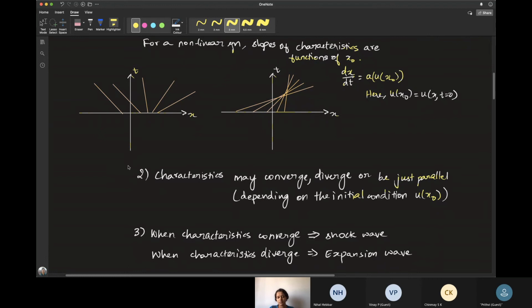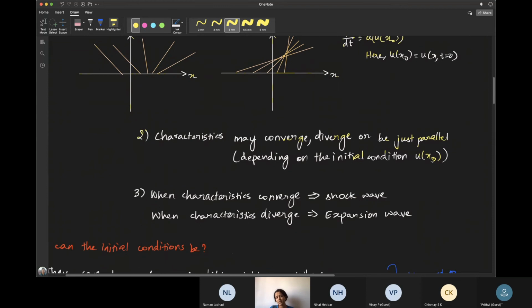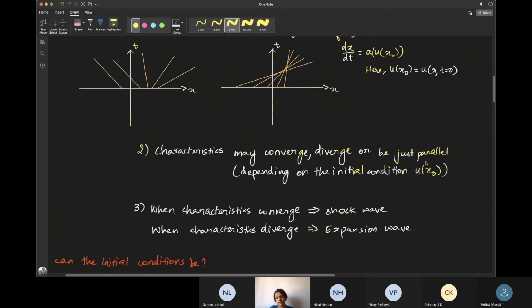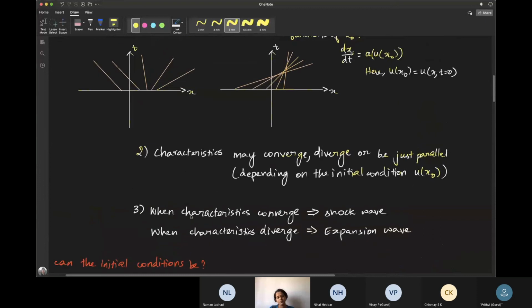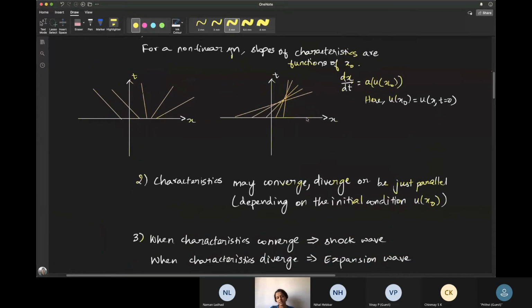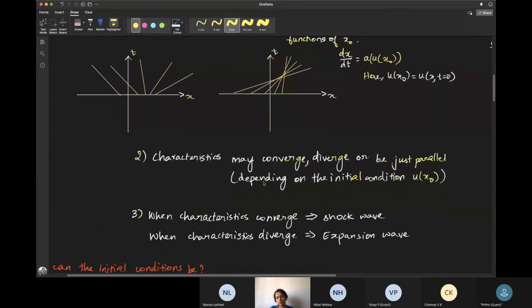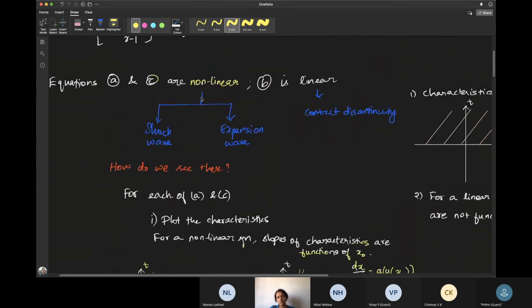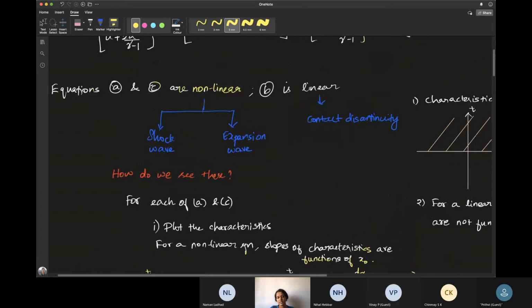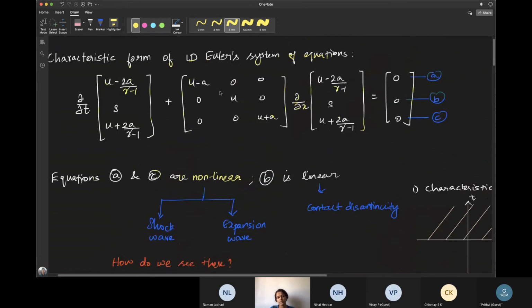So when we have a nonlinear equation, we may have converging, diverging, or parallel characteristics, depending on what the initial condition u of x naught is. Of course, we have seen this now: when the characteristics converge, it leads to shock formation, and when they diverge, we have expansion wave formation. So this is the case with nonlinear equations. That is, in the Euler system of equations, two of our equations are nonlinear.